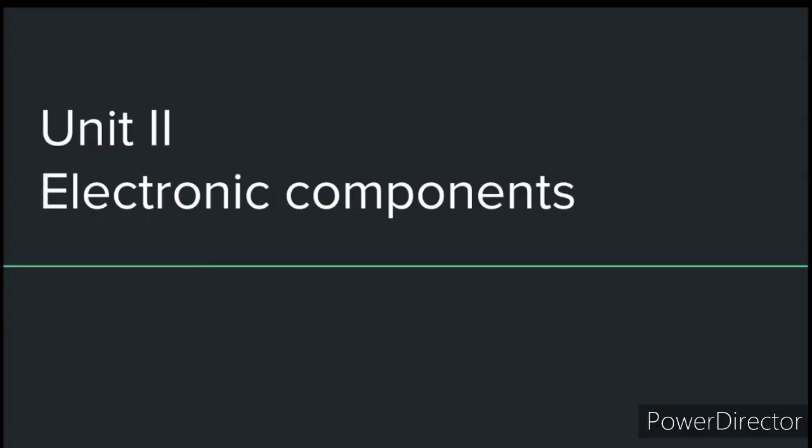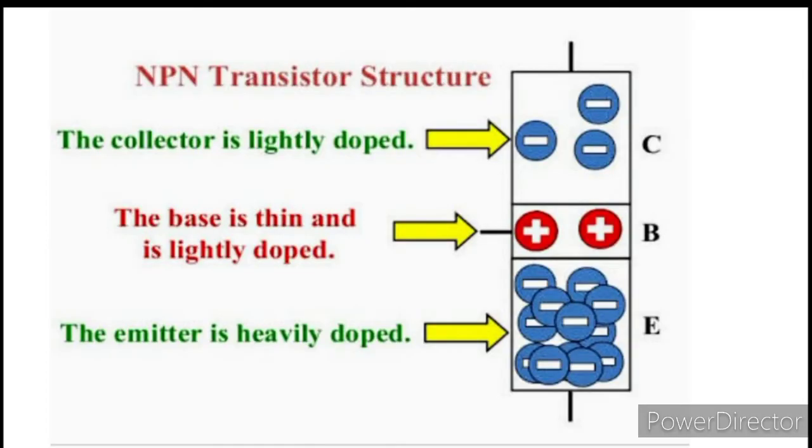Unit 2, electronic components. In electronic components, we can start by discussing the transistor. The structure of the transistor can be seen on this screen. Transistors are classified into two types: NPN and PNP. Of the two, NPN is the most used, so we will discuss the NPN transistor structure.